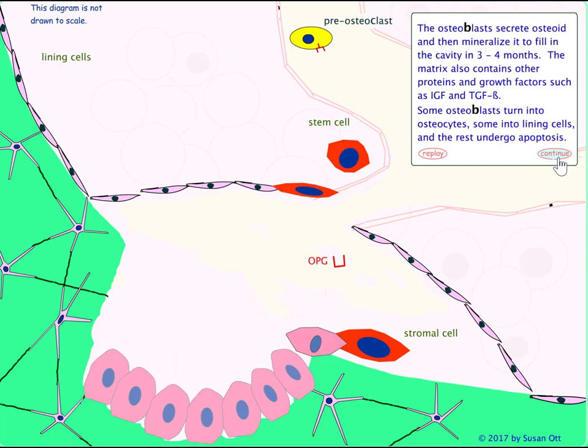The osteoblasts secrete osteoid and then mineralize it to fill in the cavity in 3 to 4 months. The matrix also contains other proteins and growth factors such as IGF and TGF-beta. Some osteoblasts turn into osteocytes, some turn into lining cells, and the rest undergo apoptosis.